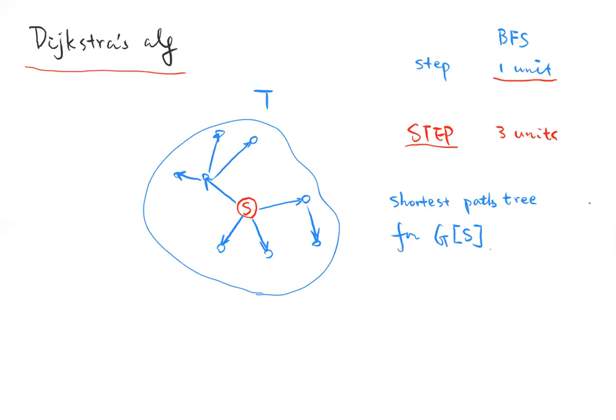So S visited vertices. All right, so that's for my shortest path tree. For all vertices inside, we have a computed shortest path from S to those vertices. Now, what should be the next vertex we visit in terms of the distance?